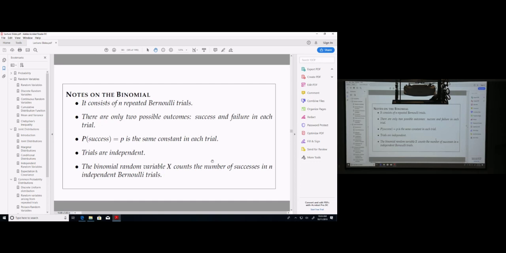Okay. Now, I think it emphasized this point. Repeated means the p is the same here. All right. That is the emphasis. And then each of the trials is independent. So these are the 2 key points in the binomial.